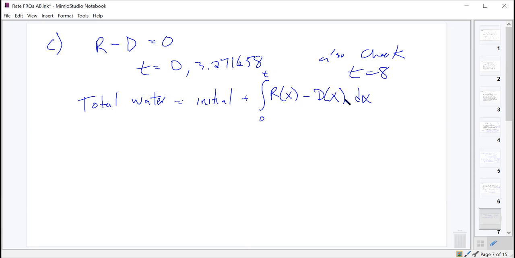Everybody good with that? The amount of water is the amount that we started with plus the amount that flows into it minus the amount that drains out of it. And the amounts that flow in and drain out are the integrals of the rate, just like we did in part A. So make yourself a little chart if you want. At 0, we said that there was already 30 in there, I believe. Right?